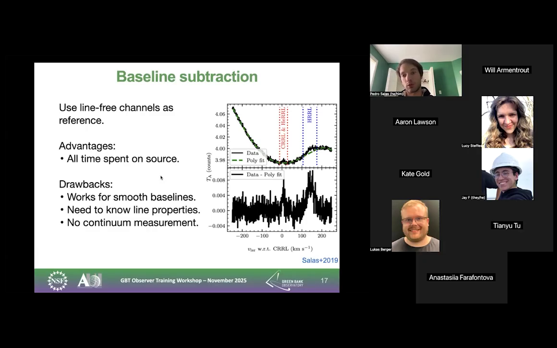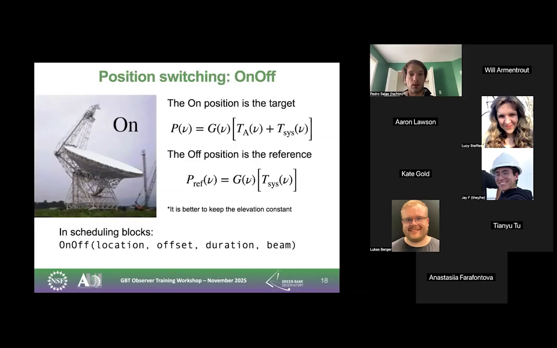So yeah, this only works in very particular cases, right? You need to know a lot about your source. You don't get a continuum measurement because basically the continuum is hiding here, but if you're fitting a baseline model to all of that, then yeah, you lose that information. And it has the advantage that you can stay on your source as long as you like, because you don't have to go somewhere else to measure this reference power.